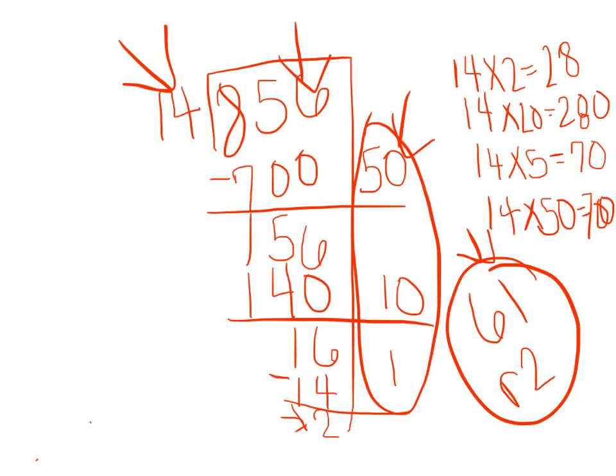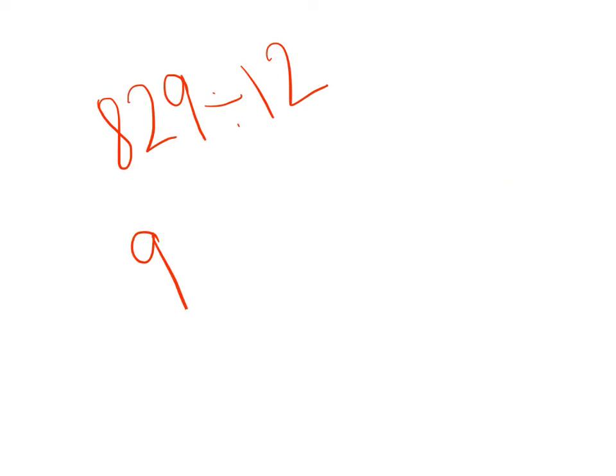All right, there we go. Okay, so here are your 2 problems to try. We're going to do 829 divided by 12, and we're going to do 925 divided by 15. So we get some different ones.